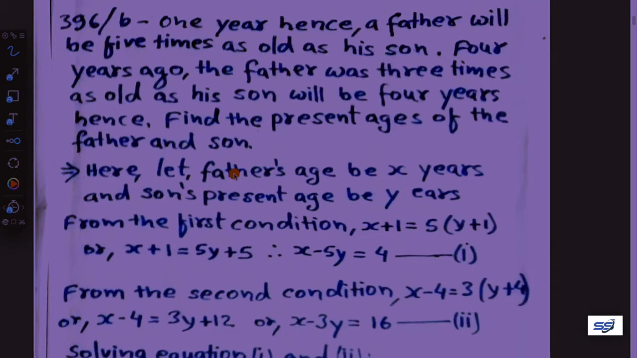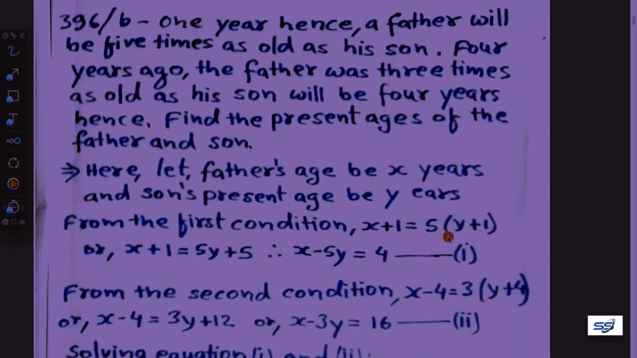Here, let father's age be x years. To solve this question, we should make the first equation as per the question situation. See here, let father's age be x years and son's present age be y years. The first condition of our question says that 1 year hence, meaning x + 1, equals 5 times as old as the son, it means 5 into (y + 1).